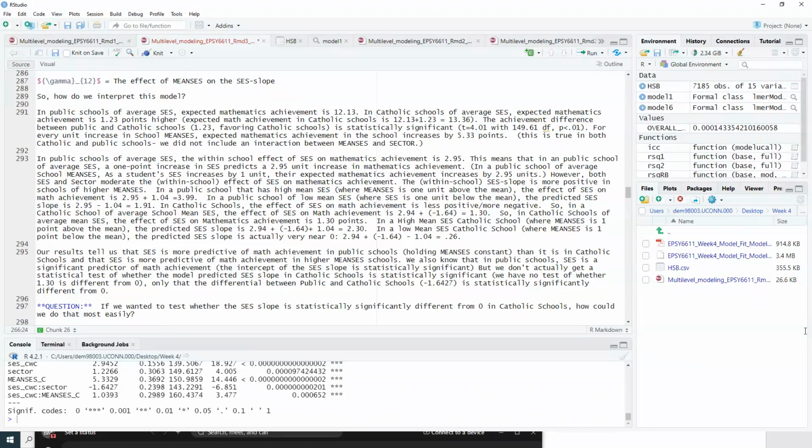So here we go. In a public school that has high mean SES, where mean SES is 1 unit above the mean, the effective SES on math achievement is 2.95 plus 1.04. Where did I get the one? Oh, yes, there it is, the cross-level interaction. Good. It's 1.04, so that's the effect of mean SES on the SES slope. Does everybody see that 1.0393?